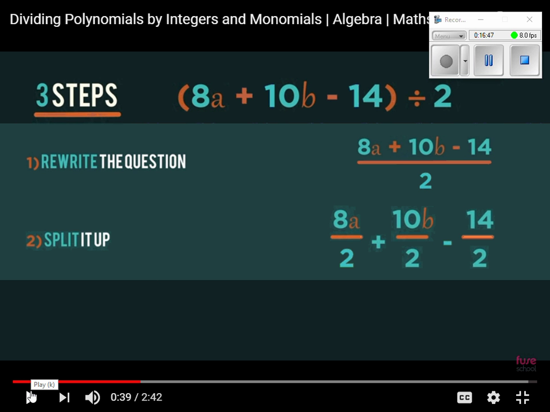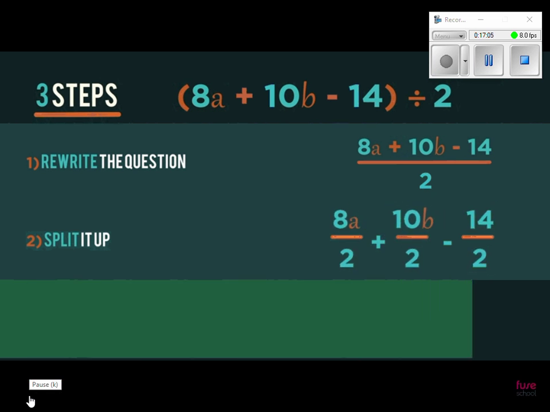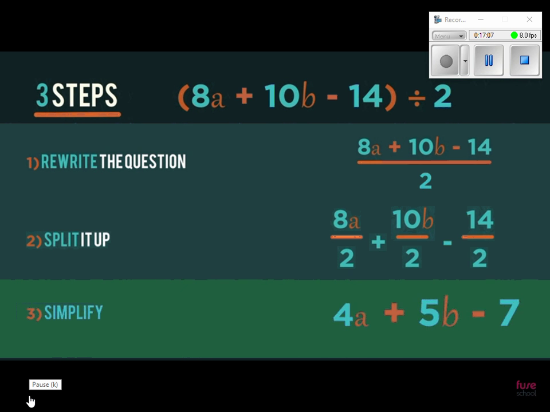And these are actually really easy, because just dividing by 2, you're really only doing the number parts. 8 divided by 2, 10 divided by 2, and 14 divided by 2. The a's and b's don't get changed at all because there's no other variables to simplify them with. By writing each term over the denominator, and finish by simplifying each term.